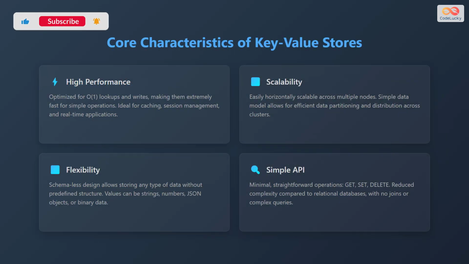Let's explore the core characteristics of key value stores. First, they offer high performance, optimized for O(1) lookups and writes, making them extremely fast for simple operations. This makes them ideal for caching, session management, and real-time applications. Secondly, they provide scalability and are easily horizontally scalable across multiple nodes. Their simple data model allows for efficient data partitioning and distribution across clusters.